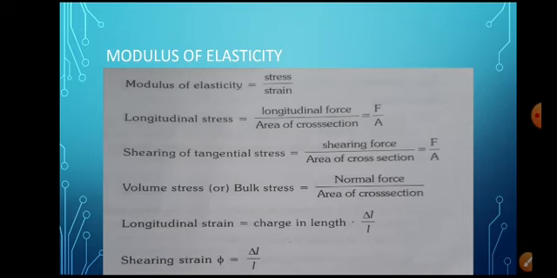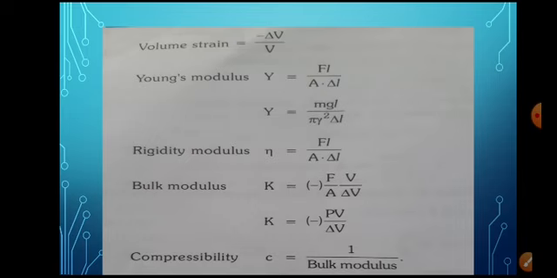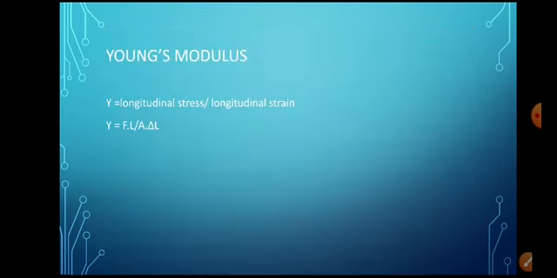Longitudinal stress is longitudinal force by area, shearing stress is shearing force by area, bulk stress is normal force by area. Longitudinal strain is change in length by length, shearing strain is change in length by length, and volume strain is change in volume by volume. Young's modulus is the ratio between longitudinal stress and longitudinal strain.